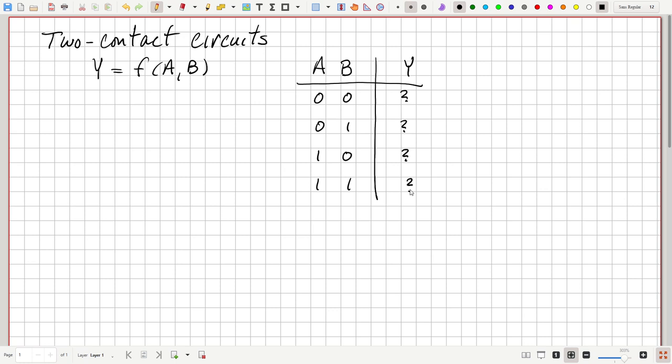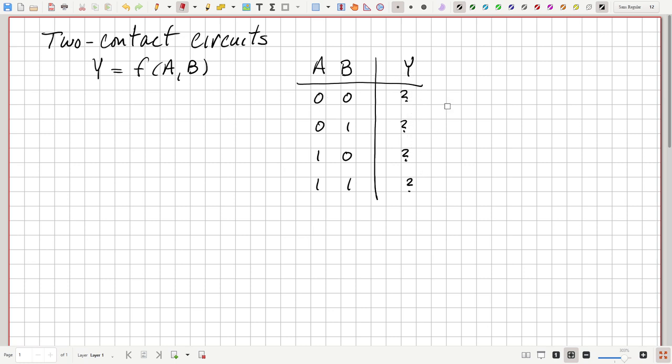And the different truth tables are the different two contact functions. Two contacts, because these inputs here would be like the switches, or what we call contacts in an industrial environment. The only difference would be what these different values of Y would be.